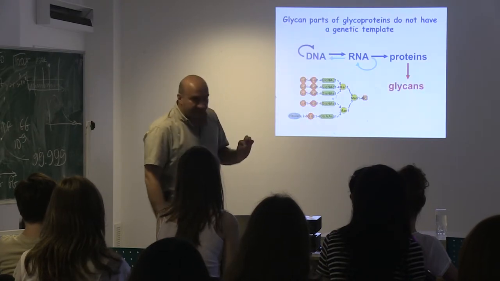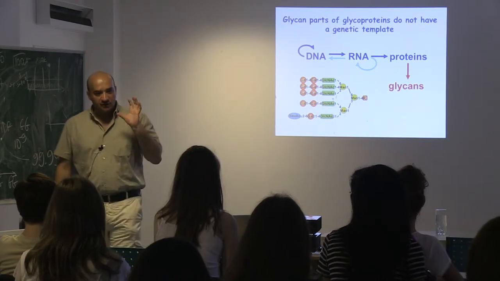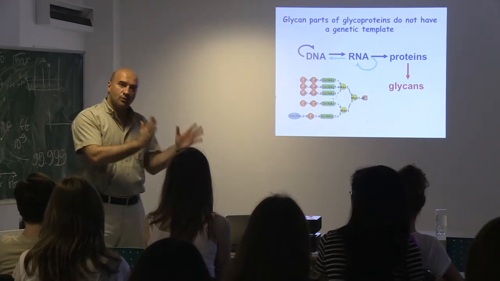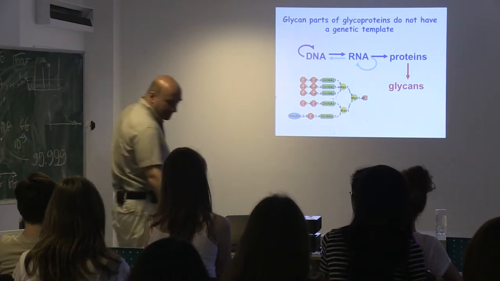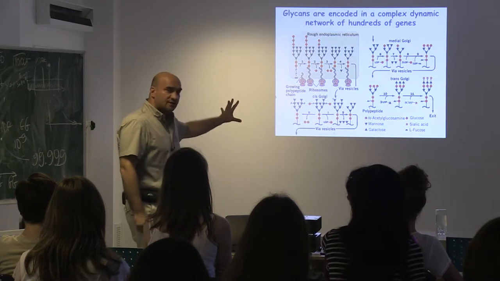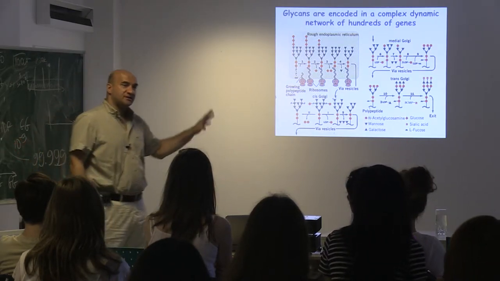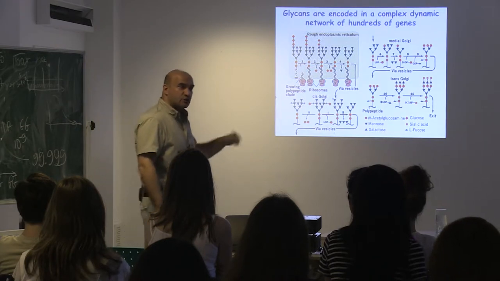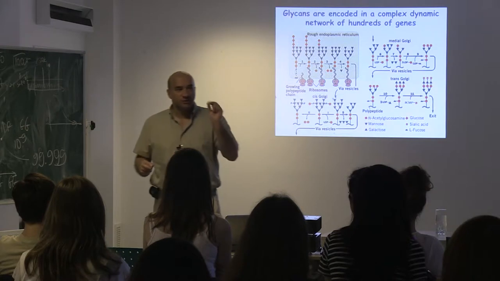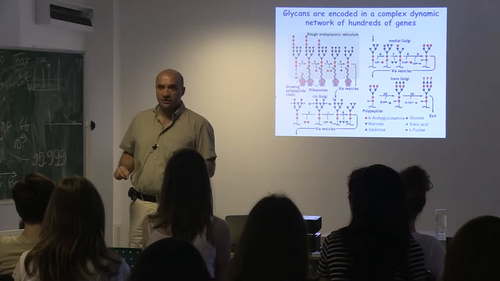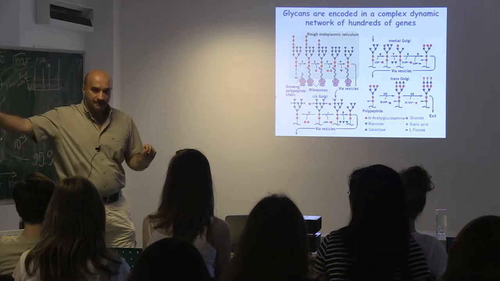Another thing to remember, there is no gene for glycan. So you don't have a relationship, one gene, one glycan. You have a relationship, many genes create one glycan. But the same genes also create many glycans which go to many proteins. So compared to classical genetics, when you have a mutation in a protein coding gene, you have altered structure of a protein and then you have a phenotype.